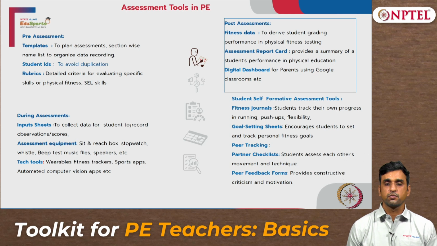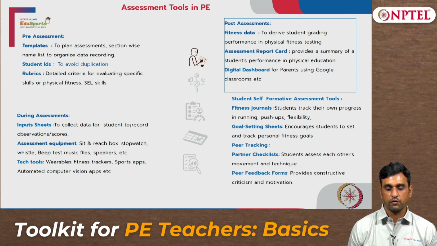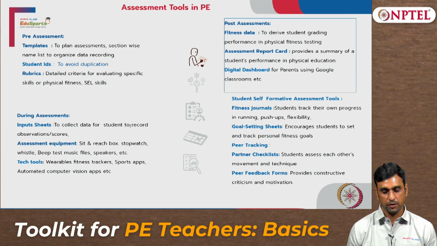Then there are a few student self-assessment and formative assessment tools like fitness journals, where students keep a note about their fitness journey, their skill journey, their own progress in running, let's say push-ups, flexibility, their weight. Then there are goal setting sheets for various tests. You can have your benchmarks, your monthly targets, your quarterly targets, your yearly targets, or competition targets. Then you have peer tracking and partner checklists.